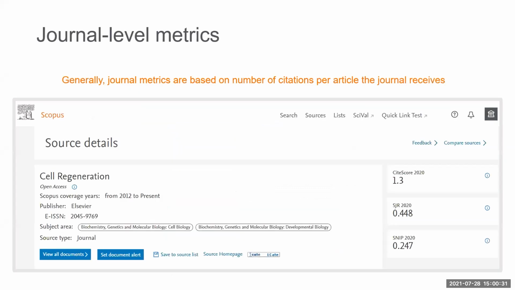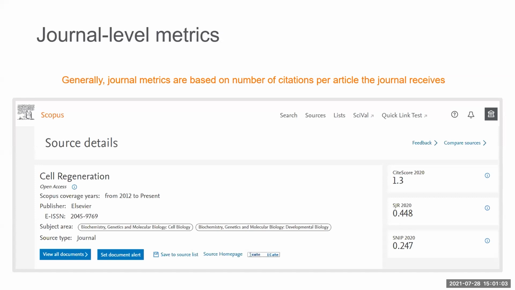Then moving on to journal level metrics. Here we have a set of different metrics, and I'm again using Scopus as an example, but I'll also refer to the impact factor, which is not available in Scopus, but is also very well known. Generally, journal metrics are based on the number of citations per article that a journal receives. Right? It's a very simple formula that is used.